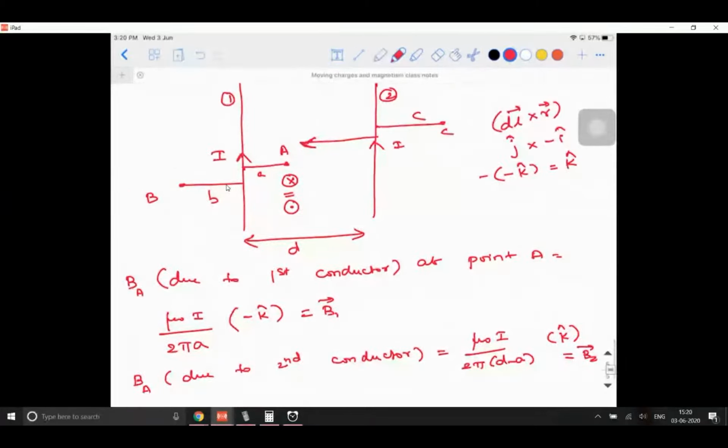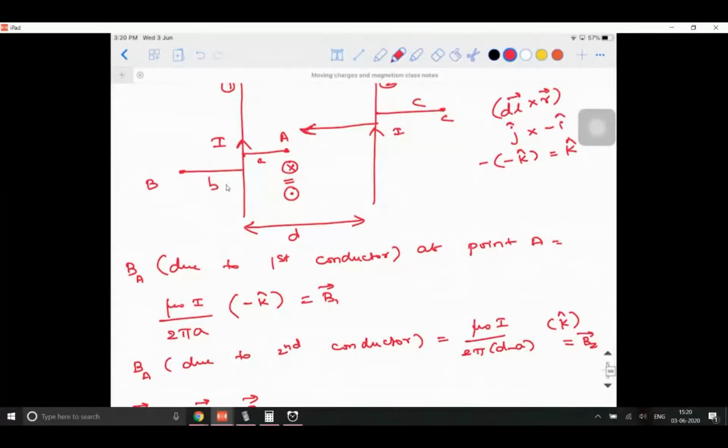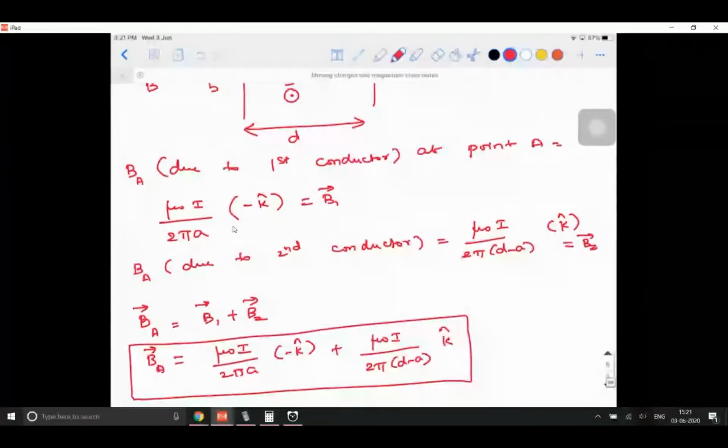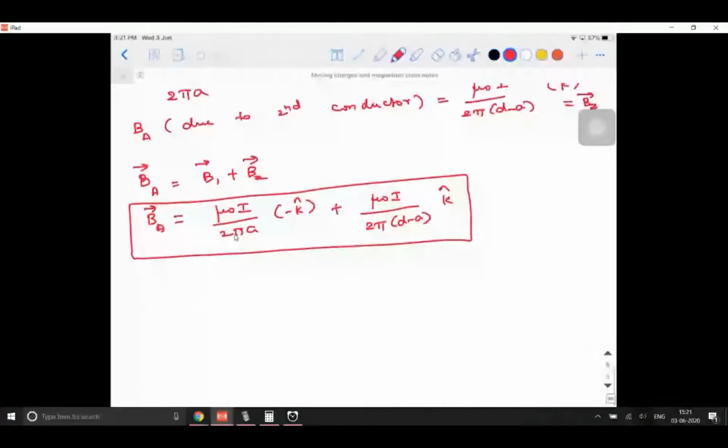Using the same logic, can you tell me what is going to be the magnetic field at point B? The first conductor is here, the point B is here. This is B. The second conductor is here, and the distance of separation between them is D. Then how do I find the value at point B? The values of currents are the same. I hope you would have understood the logic of how to approach. Again, I'll take this as the first conductor, this as the second conductor.